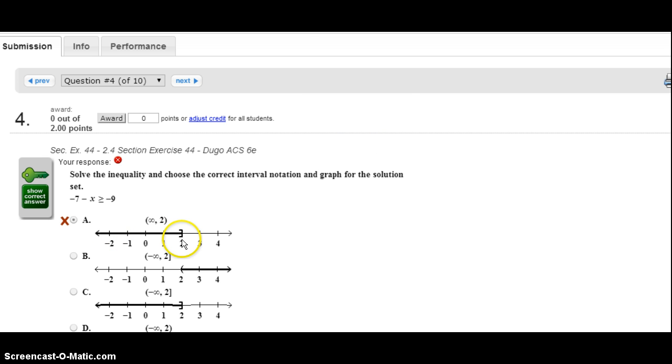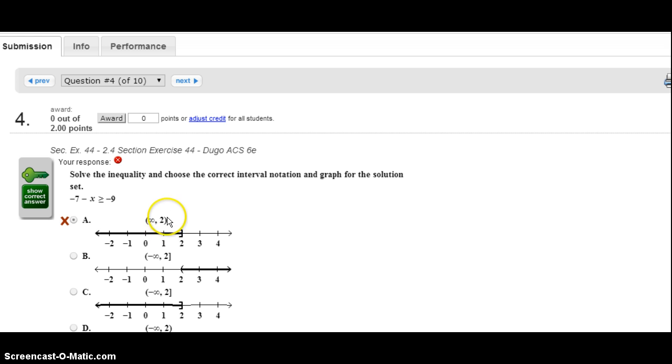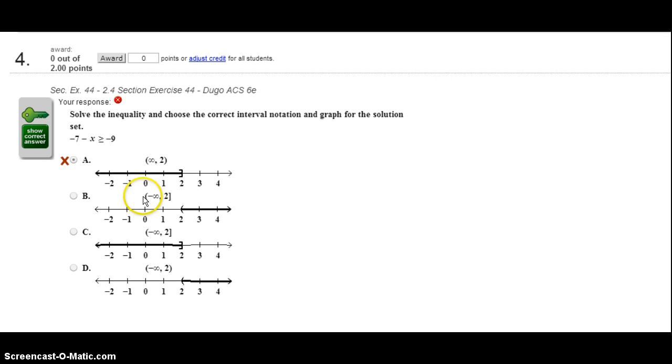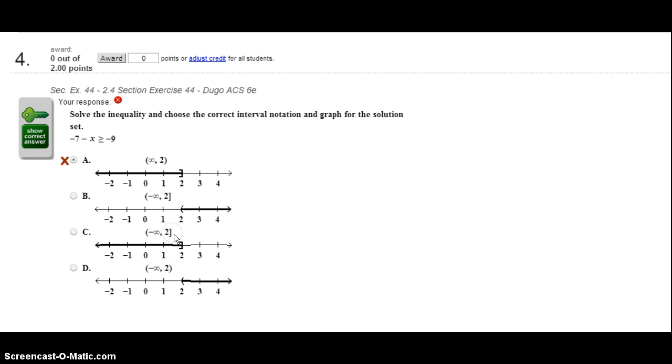Looks like this is the correct graph, but less than or equal to means we need brackets like this, and the interval notation here has a parentheses instead of a bracket. And also we're going down to negative infinity, not positive infinity. So here's the correct interval notation. We're from negative infinity up to 2 with a bracket, but the graph's wrong. C is what we want. The graph is from everything less than 2 is colored in. 2 has a bracket on it because it's less than or equal to. And then the interval notation matches. From negative infinity up to 2, and 2 has a bracket.